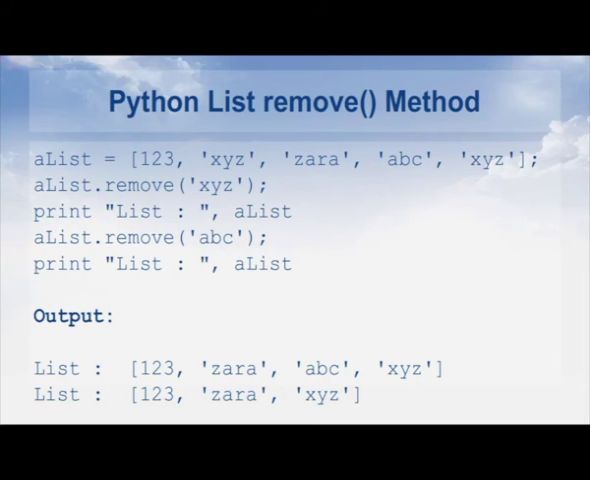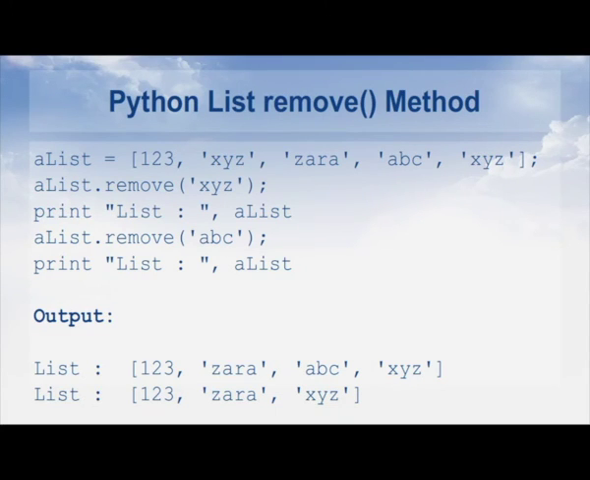There are actually 5 elements: 1, 2, 3, XYZ, Zara, ABC, XYZ. Please note that XYZ is repeated twice. It is available at index 1, and it is also available at index 4. So, at index 1 and 4 this XYZ is available. Now, when I say remove XYZ, which XYZ will be removed? The XYZ that is going to be removed will be the first one, the one that occurs before.